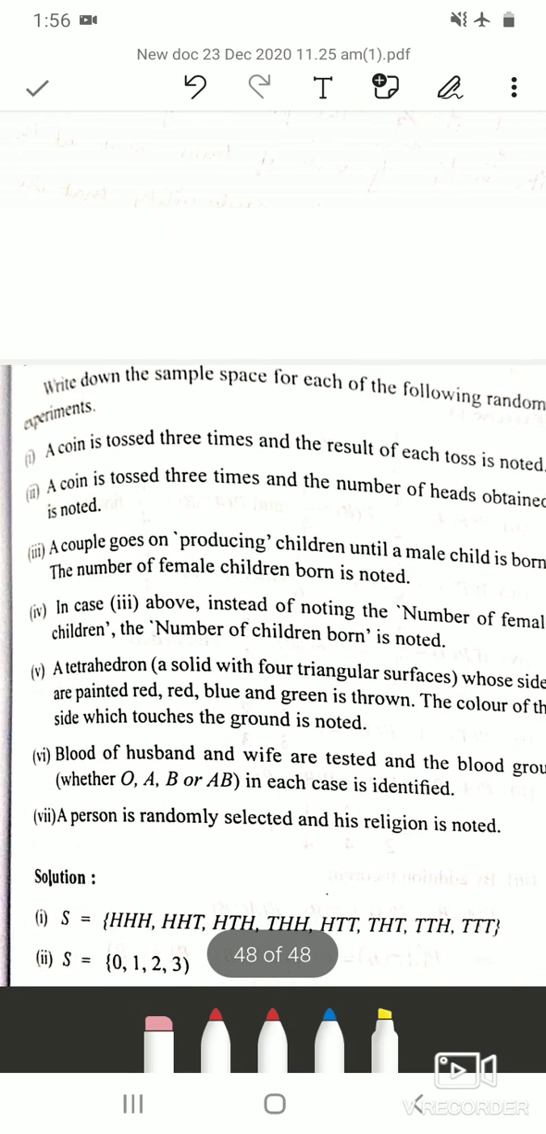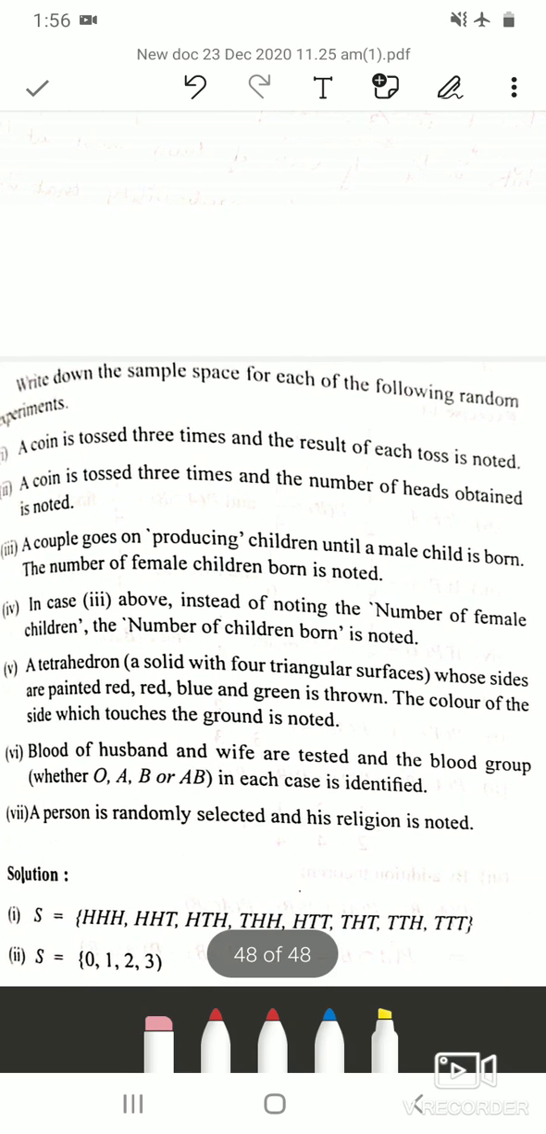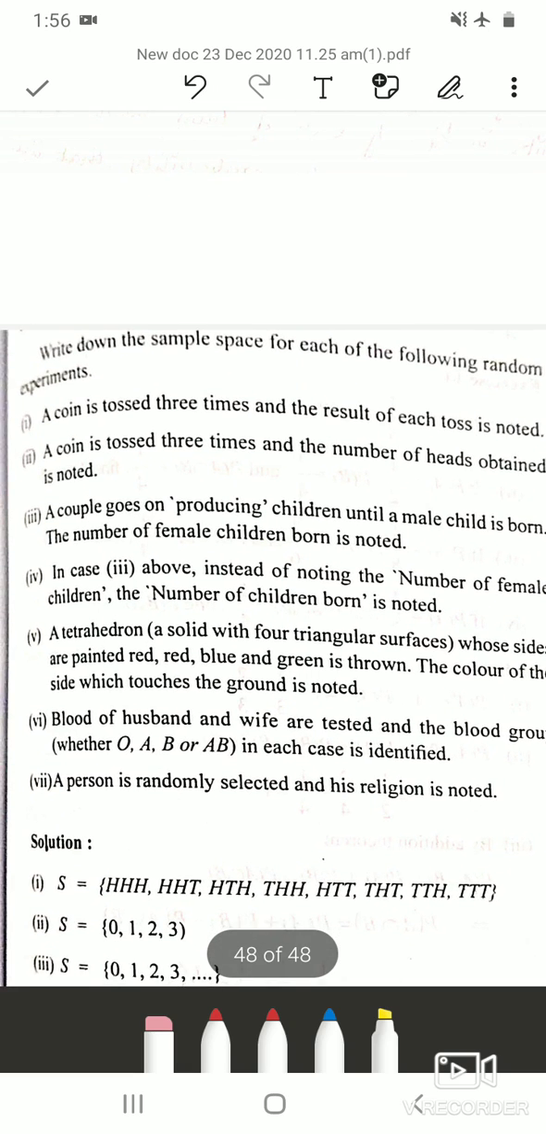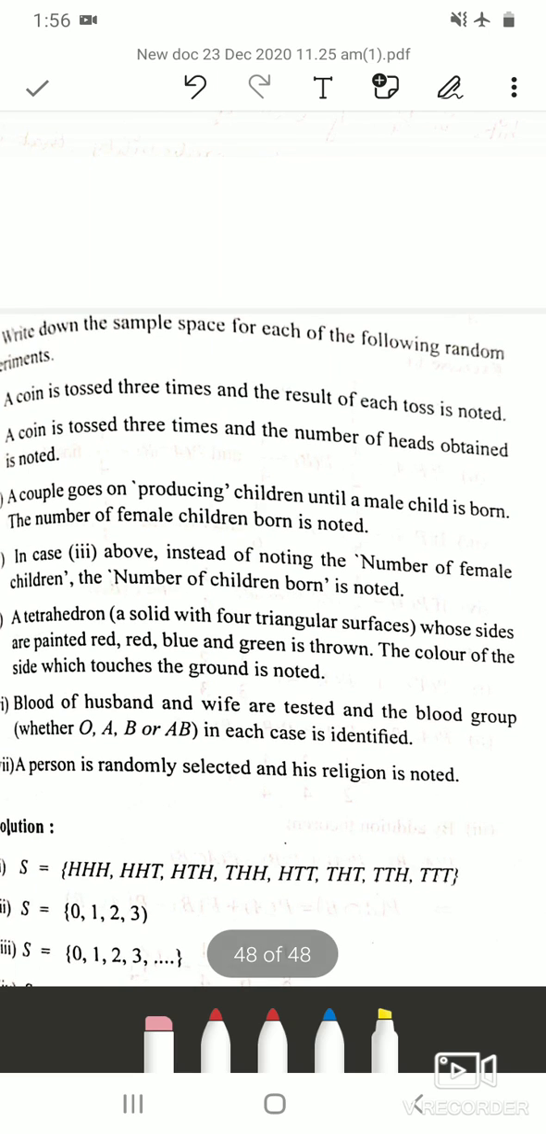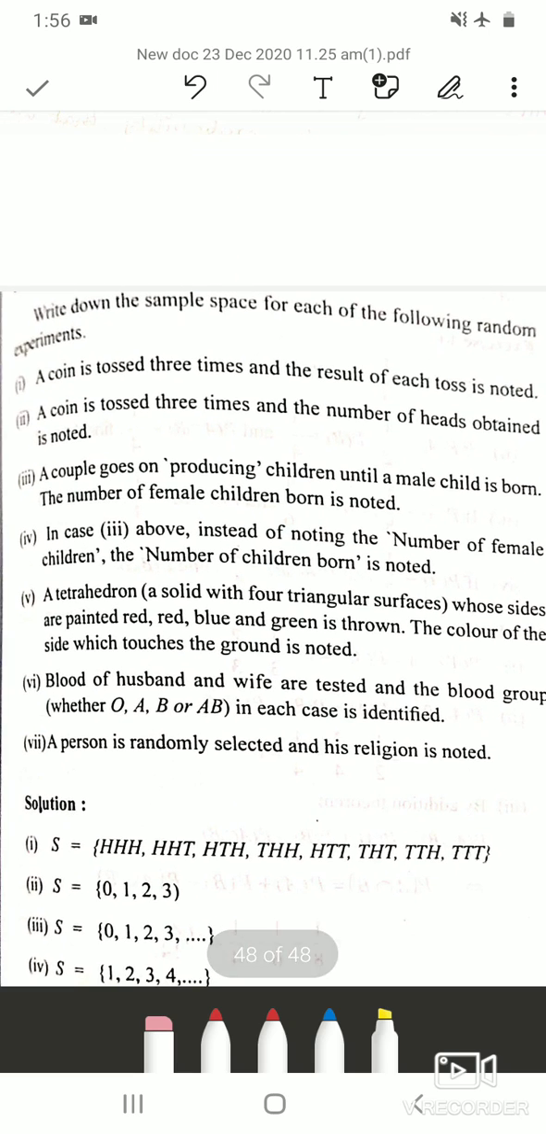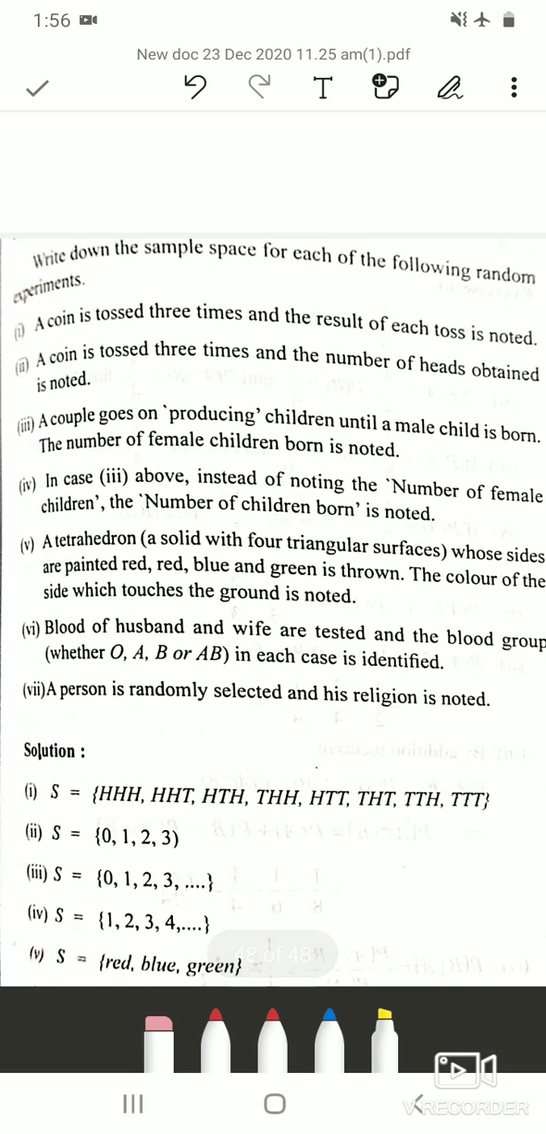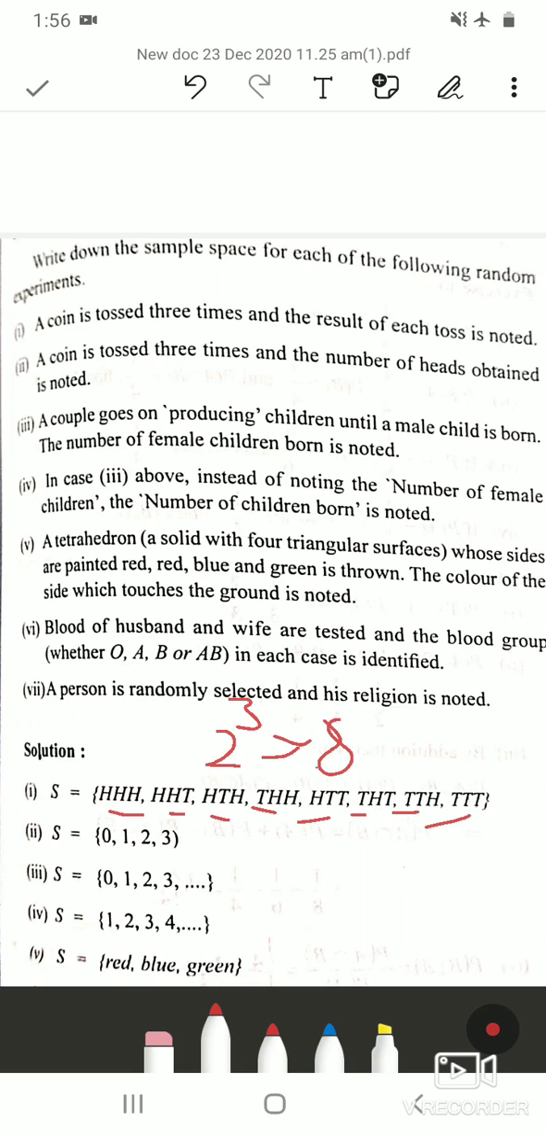So the 30th problem is: write down the sample space for each of the following random experiments. A coin is tossed 3 times and the result of each toss is noted. Here the coin is tossed 3 times, which means 2 raised to 3, which is 8. There have to be 8 sample points: 1, 2, 3, 4, 5, 6, 7, 8.